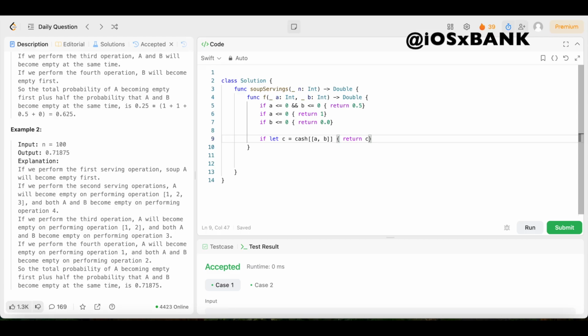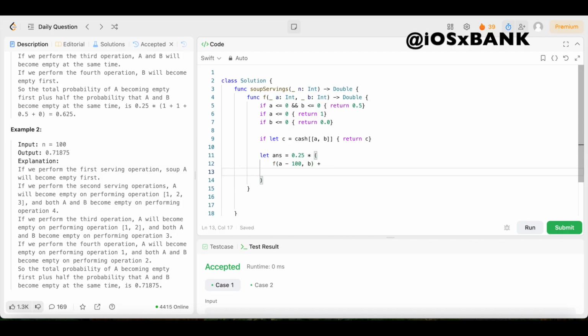So for this, we're going to come underneath this and say let ands equal 0.25 times, then we're going to open up the parentheses. Boom. And then, if we serve 100 milliliters from A and 0 from B, then that's going to be F, open up the parentheses, A minus 100, comma B. Come outside of that, we're going to say plus, and then we're going to come underneath that.